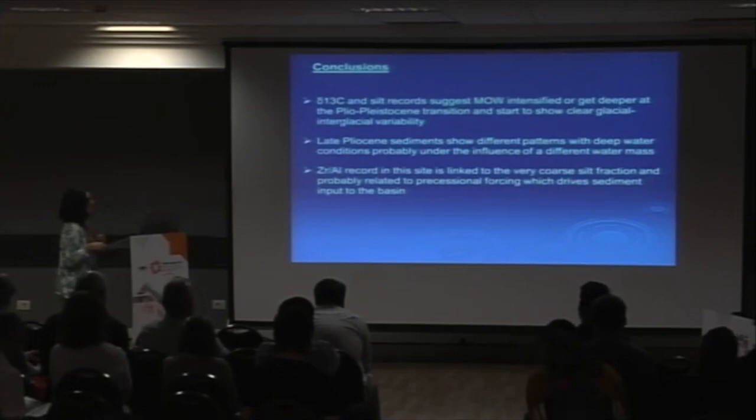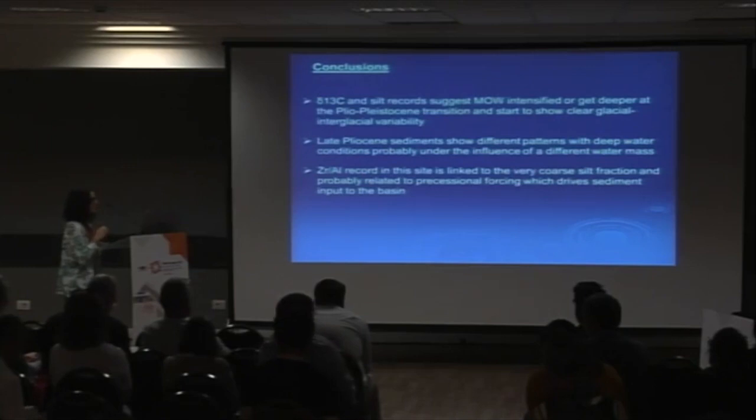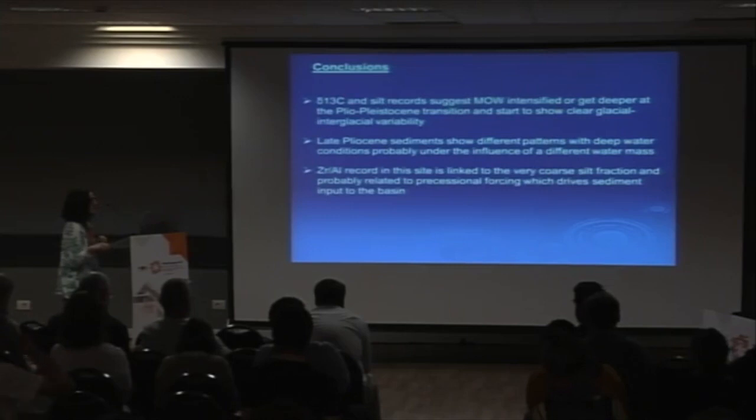And so during the late Pliocene, we see a different pattern, and deep water conditions were probably different, maybe because the site was at the interface between the North Atlantic deep water and the Mediterranean overflow water. And the zirconium-aluminum ratio in this site is linked to the very coarse silt fraction, and is probably related to a precessional forcing, which maybe drives the sedimentation input in the basin.